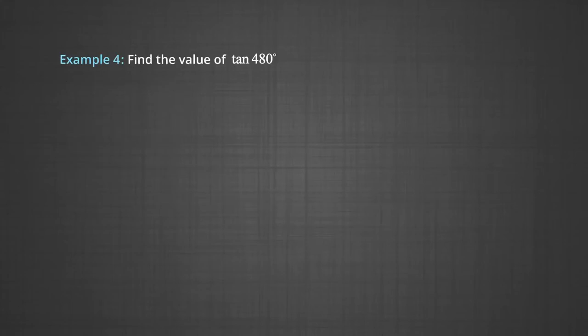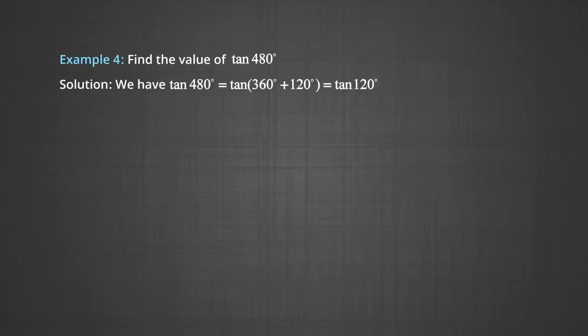In example 4, we will find out the value of tan of 480 degrees. We have tan of 480 degrees, which can be written as tan of 360 plus 120 degrees, which is equal to tan of 120 degrees only. Now, 120 can further be expressed as 90 plus 30. So, tan of 120 degrees is tan of 90 plus 30. Due to 90 degrees, tan changes to cot, and this is in the second quadrant. So, tan of 90 plus 30 degrees is equal to minus cot of 30 degrees, which is equal to minus root 3.